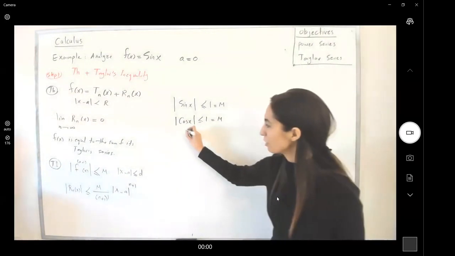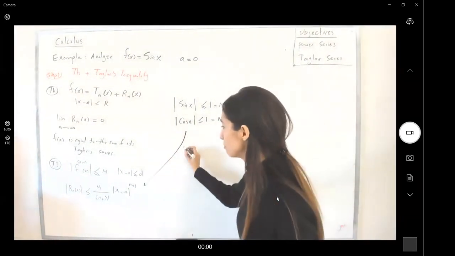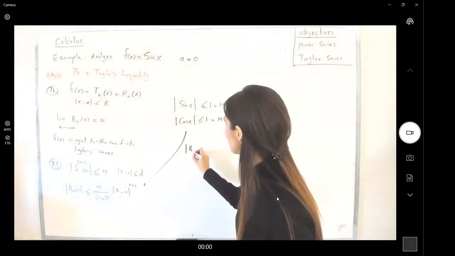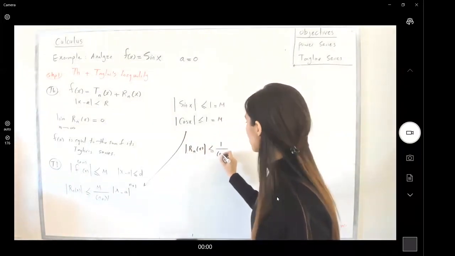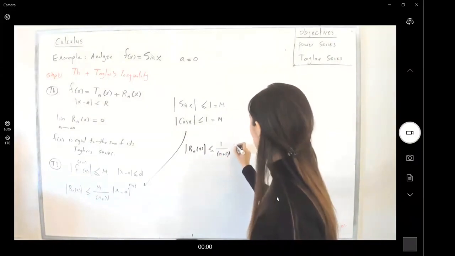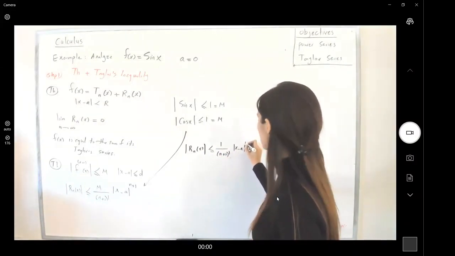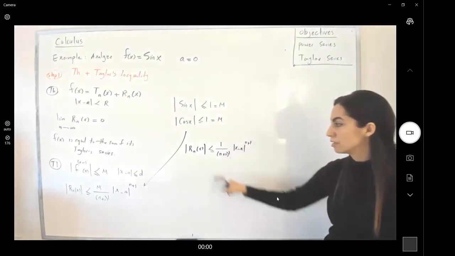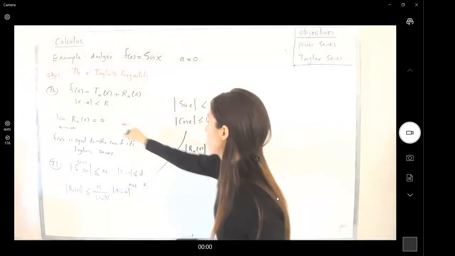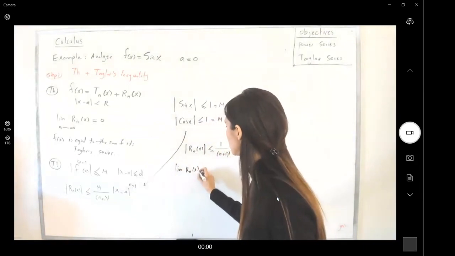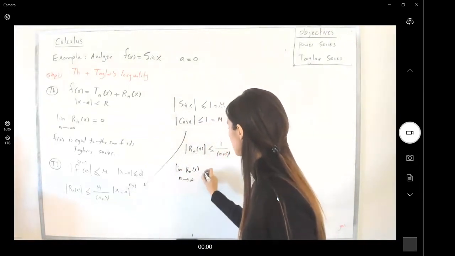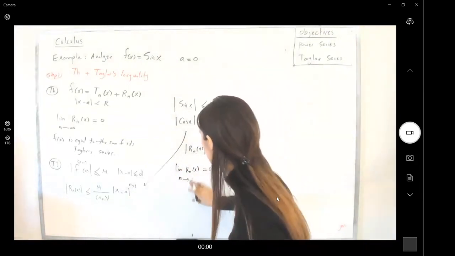So what's the meaning of that? It means that your remainder is less than or equal to 1 over n plus 1 factorial times the absolute value of x minus a to the power n plus 1. So when you take the limit of Rn, this limit for sure goes to 0. So we can use the theorem.